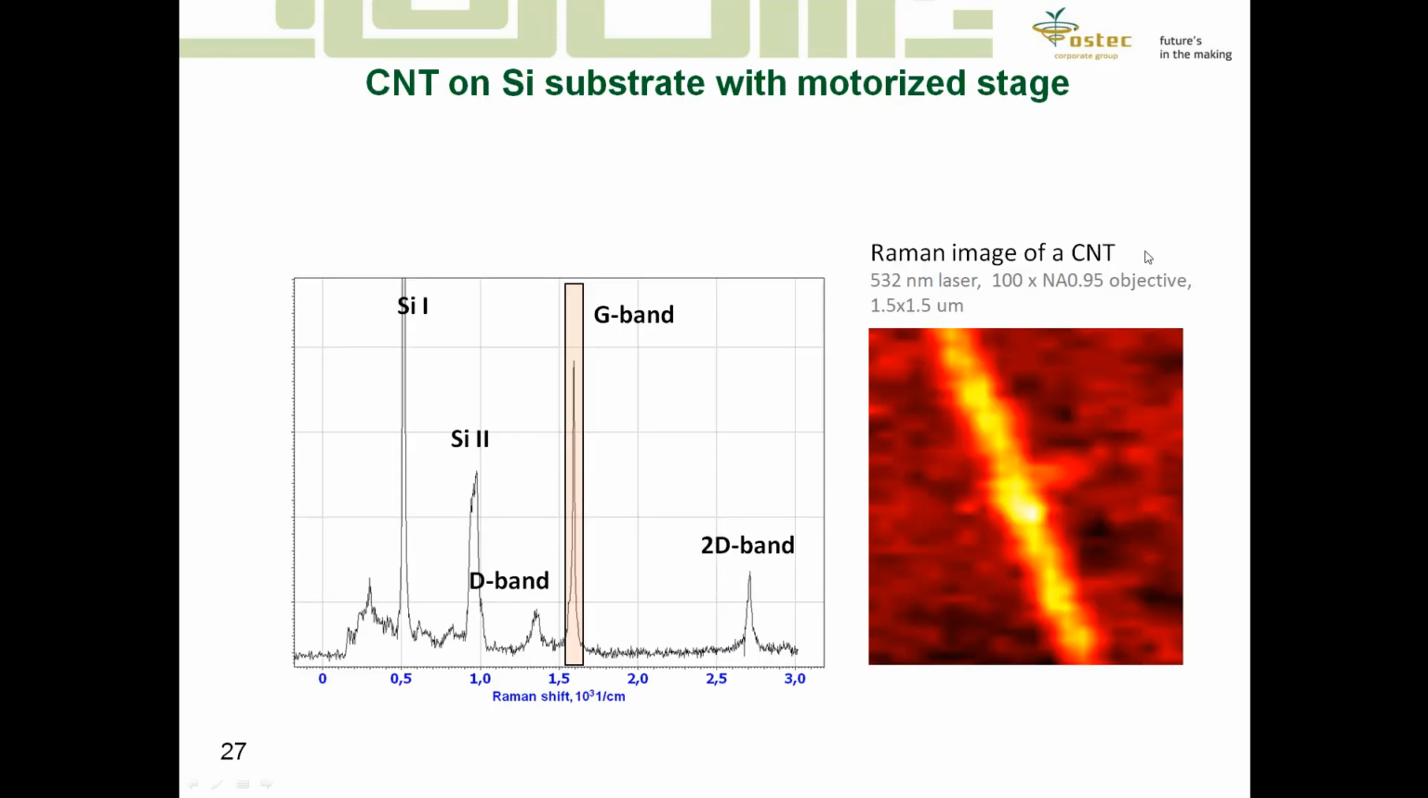Here is the image of a carbon nanotube obtained with an objective with 0.95 numerical aperture, and this image is obtained by an XY motorized scanning stage. So the position is good enough to get about 100 nanometer step size, and the overall image is about 1.5 times 1.5 microns, and the intensity is the intensity of the G band, so a brighter color means a higher intensity of this selected band on the point, on the surface.